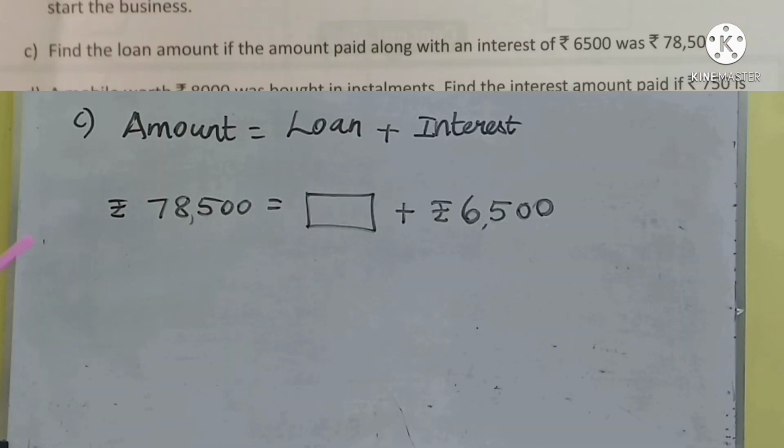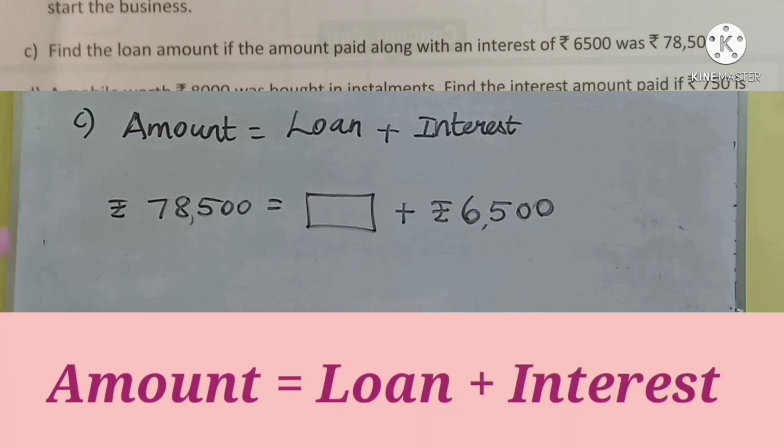C question. Find the loan amount if the amount paid along with an interest of rupees 6,500 was rupees 78,500. So 6,500 is interest. Amount paid, rupees 78,500. We have to find the loan. You know the formula: amount equal to loan plus interest. Amount is given, interest is also given. After doing many answers, you know very well how to do this one. So do it yourself.